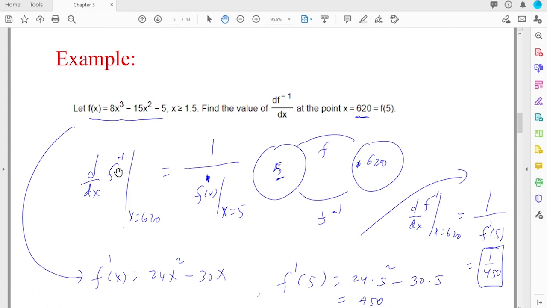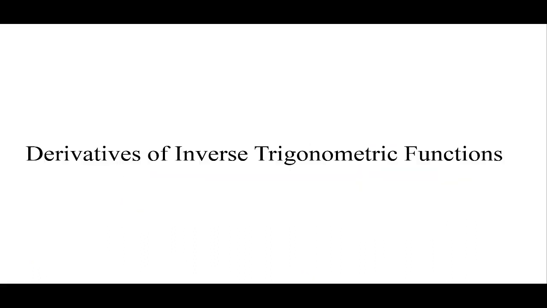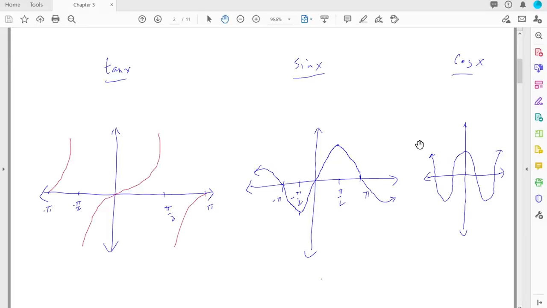Okay? Derivative of inverse trigonometric function. That's the next topic we are trying to achieve here. That's our next goal. And for that, we're going to use the chain rule one more time. First of all, we have to know there are some standard trigonometric functions. The graphs of those functions look like this. For example, the graph of tangent of x is this one, sine of x is this one, and cosine of x is this one. By using these three graphs, we can also think about the graphs of cotangent, cosecant, and secant.